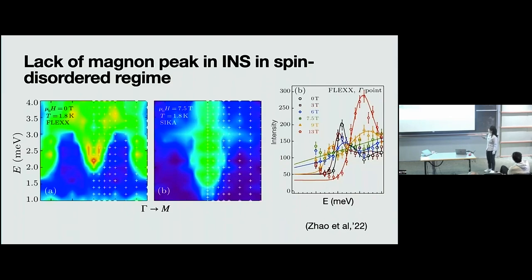Here is an example of the neutron spectroscopy. As one tunes up the magnetic field, say at zero field there is a magnon peak in neutron spectroscopy, and at 7.5 tesla magnetic field, the magnon peak disappears and is rather replaced by a continuum at low energy.